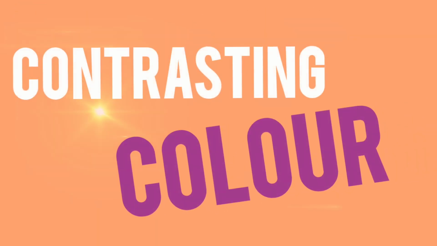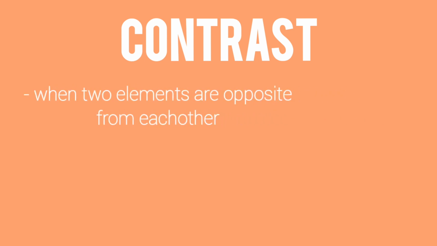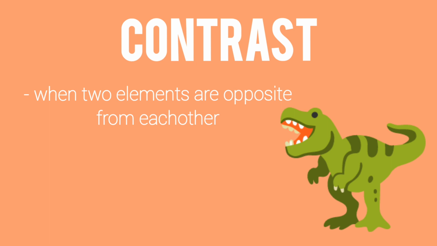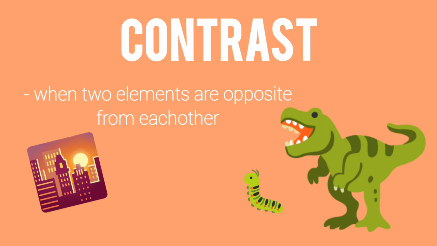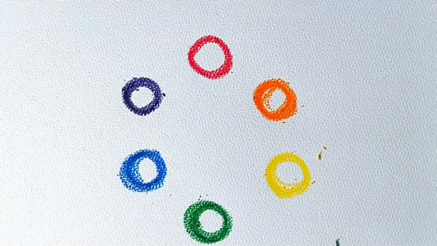Let's start out with color, specifically contrasting colors. What are contrasting colors, and how can we use them in an art piece? Let's start out by defining contrast. Contrast is when two elements are opposite from each other. Just like big is the opposite of small, and light is the opposite of dark. Contrasting colors are opposites, meaning they sit across from each other on the color wheel.